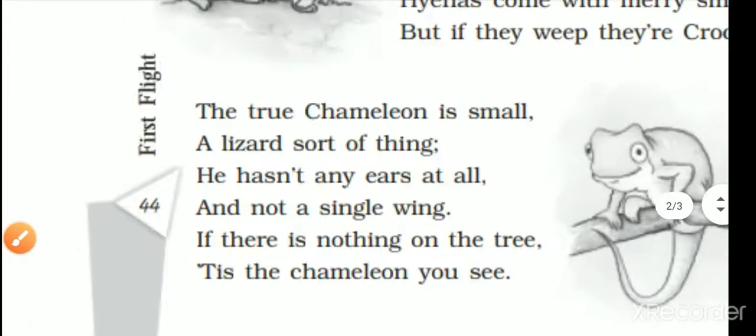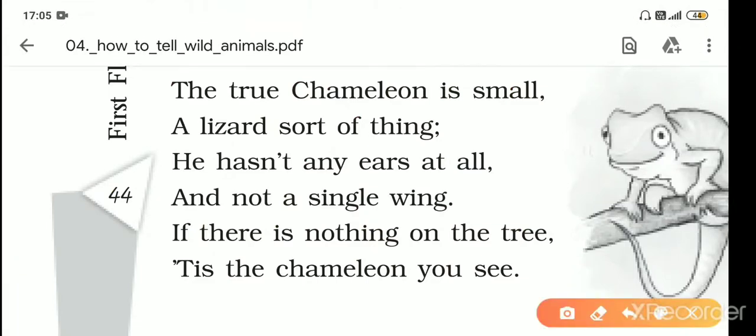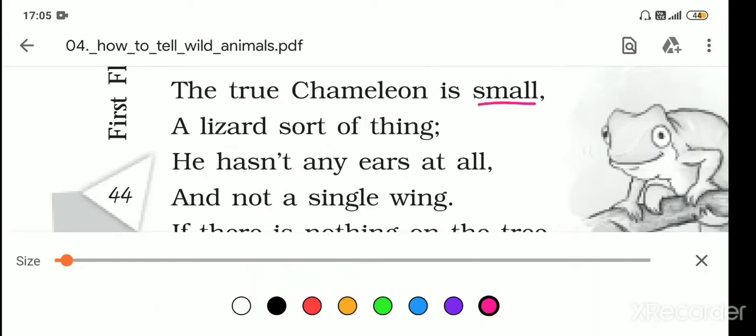The true chameleon is small, a lizard sort of thing. He hasn't any ears at all and not a single wing. If there is nothing on the tree, it is the chameleon you see. Children, let's see the explanation of the lines. Here all the words are easy to understand, so there is no difficult word used here. Now let's see the meaning of the lines.